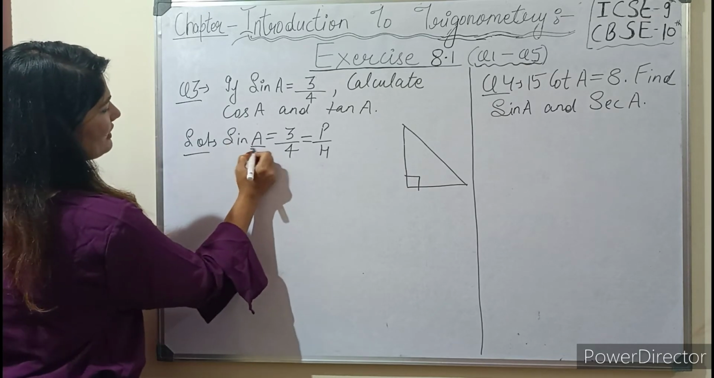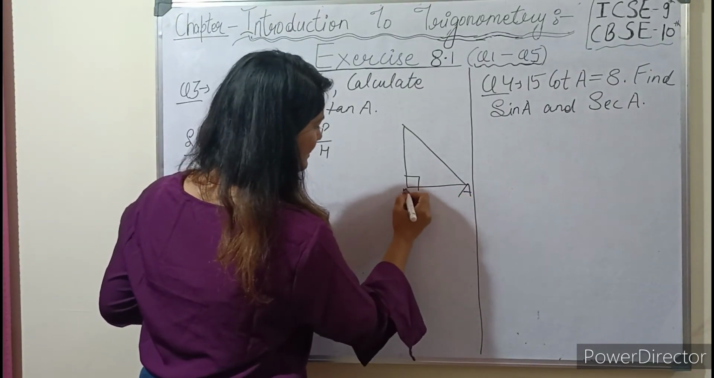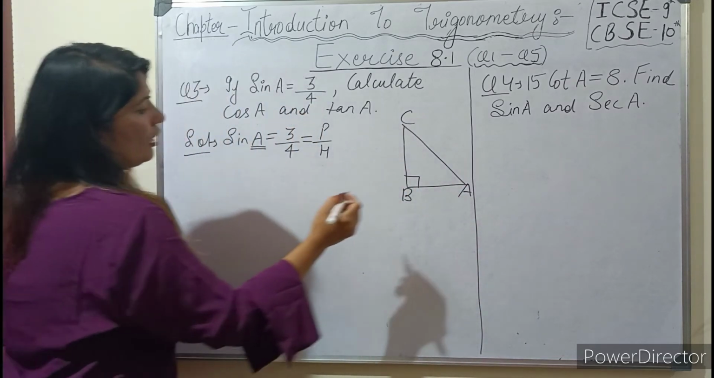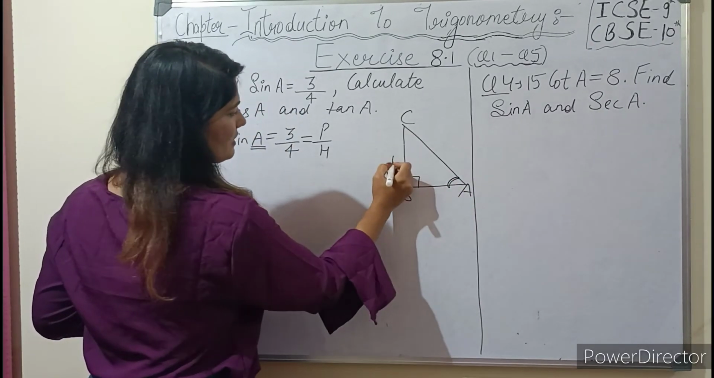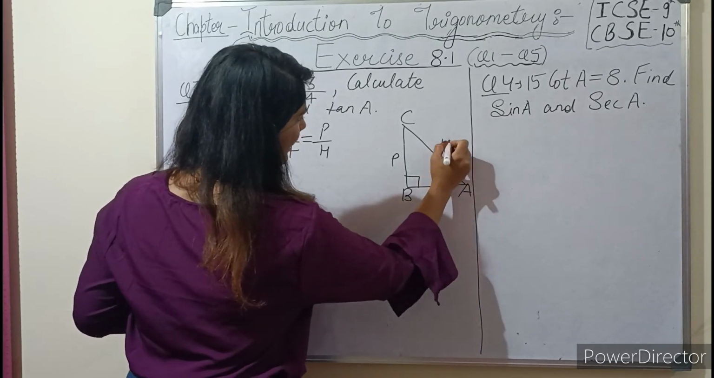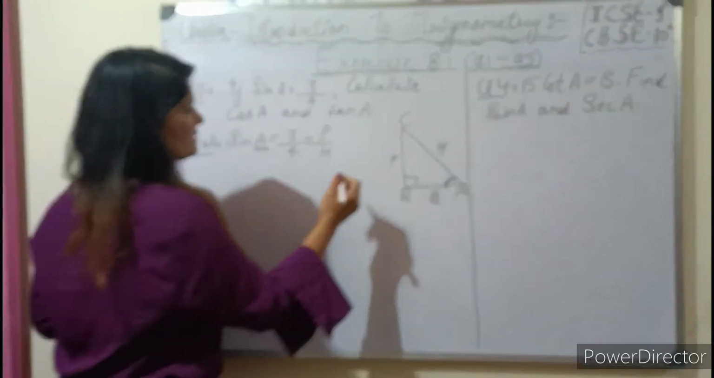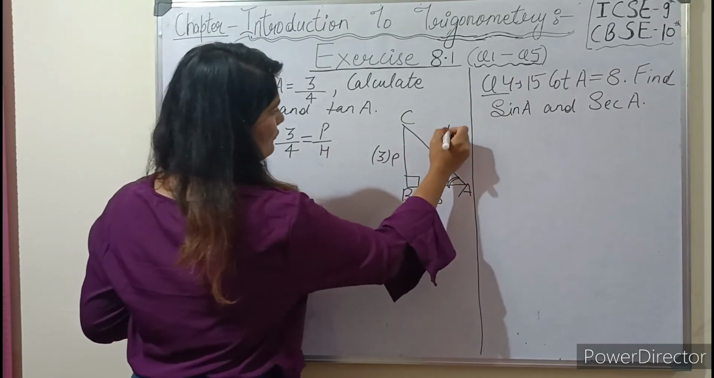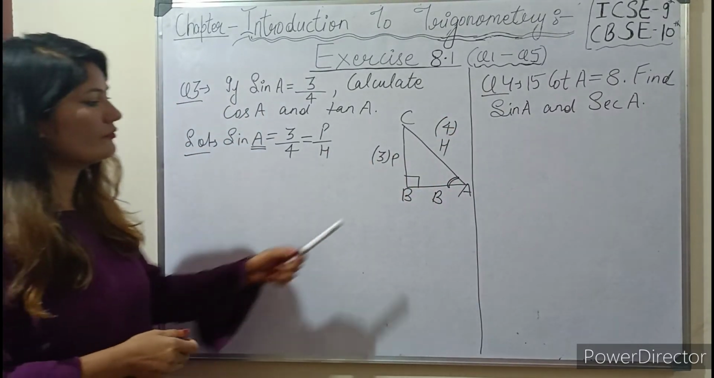So here the angle is A. So assume that this is A, this is B and this is C. Now for the given angle A, this side is considered as the perpendicular, this is the base and this is the hypotenuse. So here the value of P is 3, this is given, the value of H is 4, this is also given. You need to find the value of B.